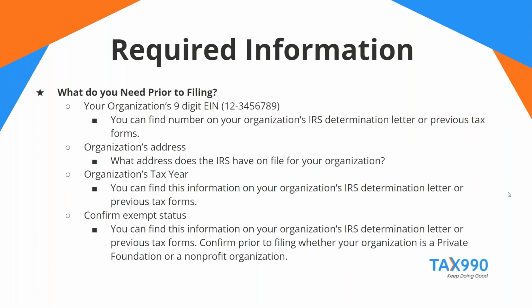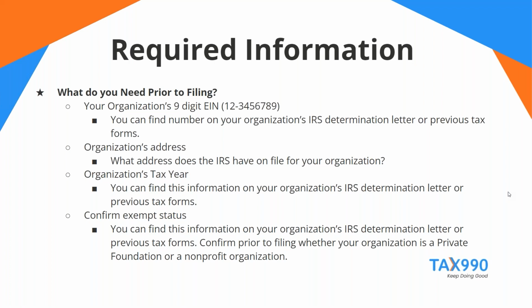There's several important pieces of information you'll need before filing. You'll want to confirm your organization's 9-digit EIN, the organization's address, the tax year beginning and ending date, and the tax exempt status. The information you provide on your return must match the information on the IRS database.